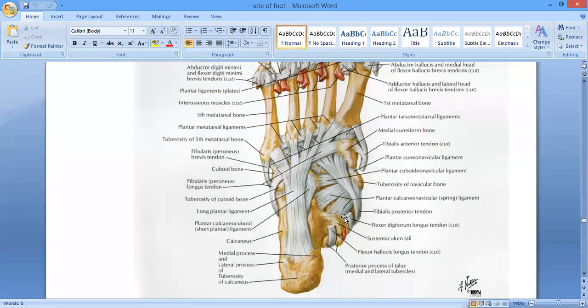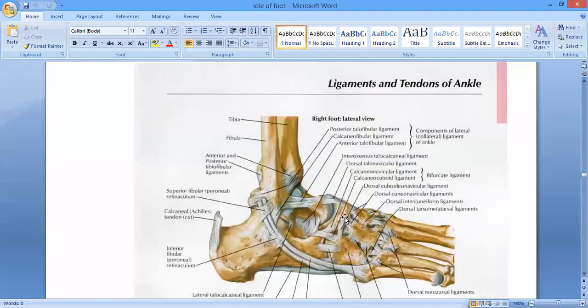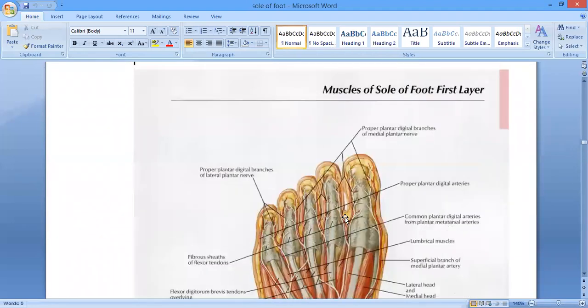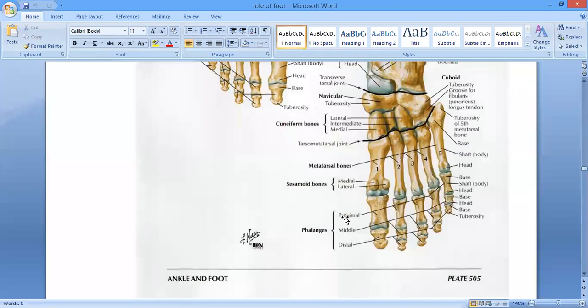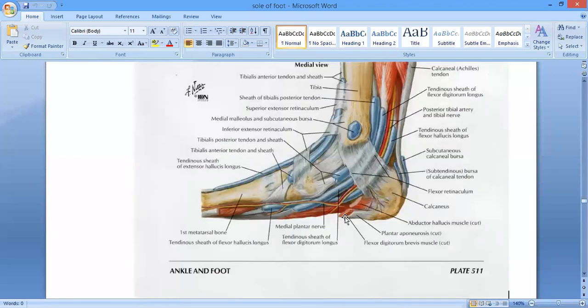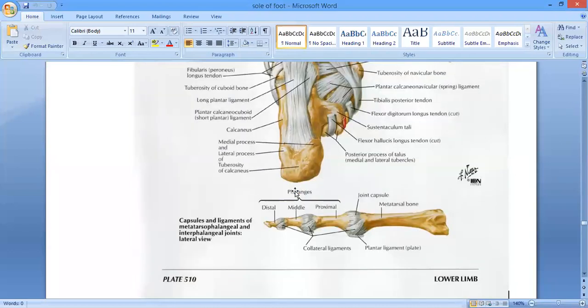So after getting origin, it runs downwards. Here you can see tibialis posterior. It passes behind the medial malleolus, running on the medial aspect of the sustentaculum tali beneath the flexor retinaculum, ठीक है, and then it turns medially and is going to be inserted over, कहाँ पे जाके insert करता है जी? To the navicular bone, to the tuberosity of the navicular bone.